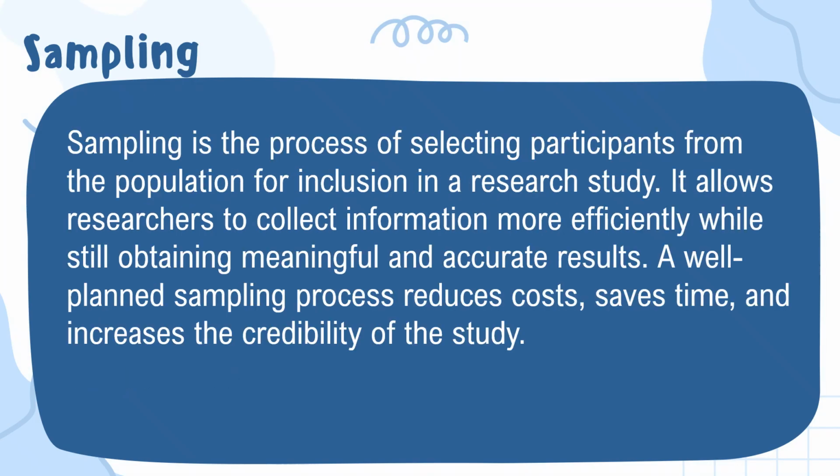Sampling is the process of selecting participants from the population for inclusion in a research study. So if population tells us the whole group and sample tells us the selected group, sampling tells us how we select the group. For example, let's say there are hundreds of customers in a supermarket. Instead of asking every single customer, the manager selects 300 customers using a specific method. That process of selecting those 300 customers is called sampling.